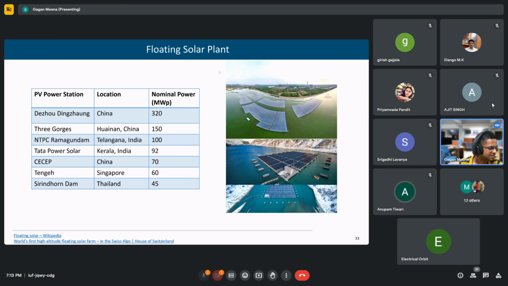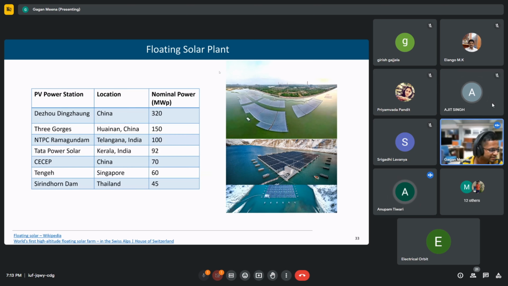So this is another example of advancement in solar technology. This is a floating solar plant. Can you tell what is the advantage of this floating solar plant? Space requirement. We can utilize the extra space available. Yeah, that is correct. That is one of the advantages. We don't need land.